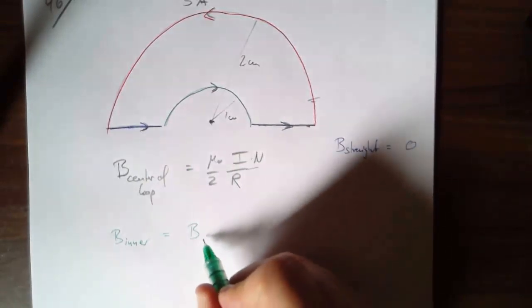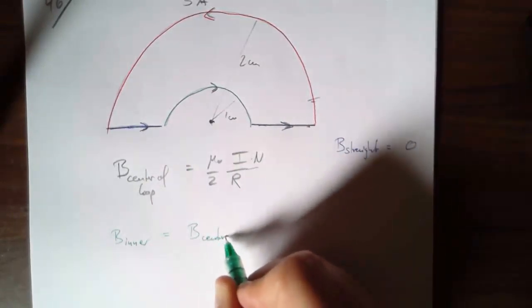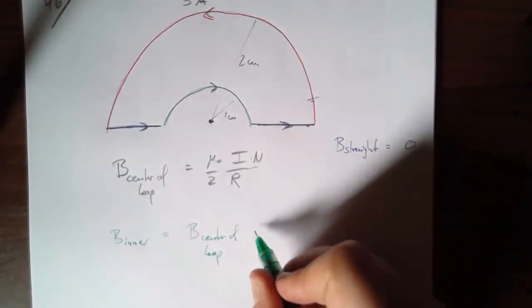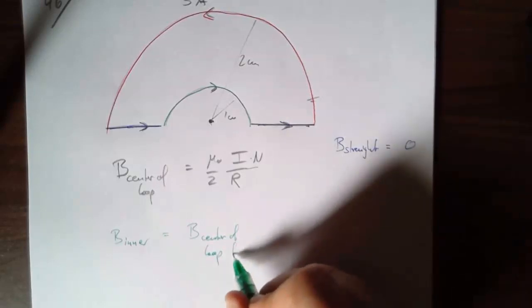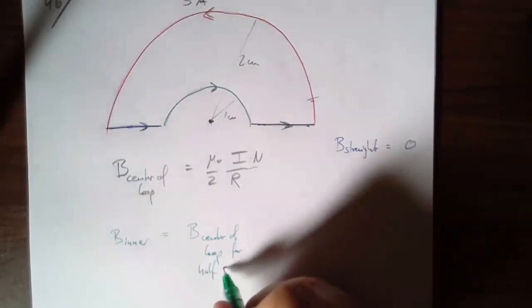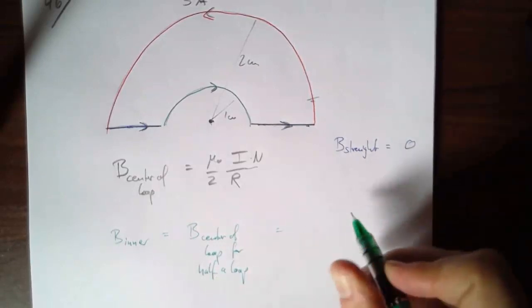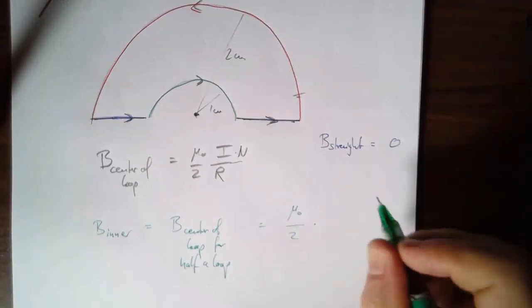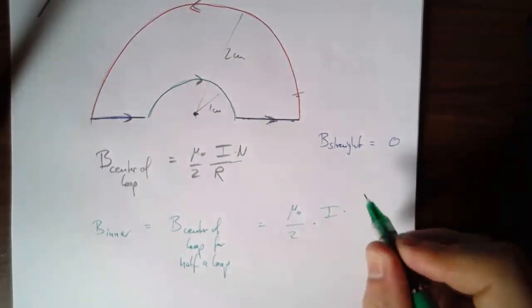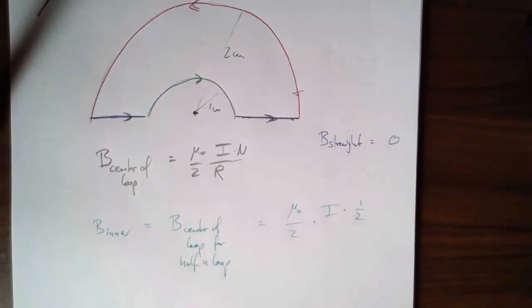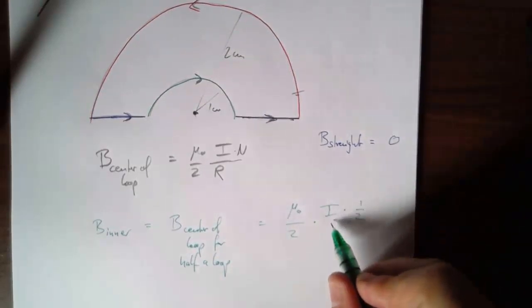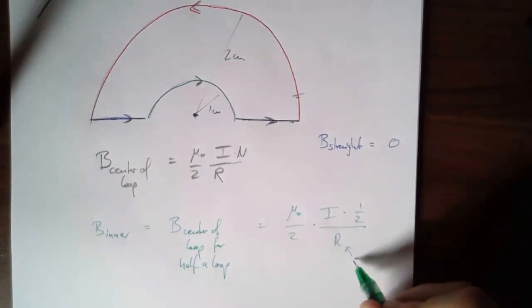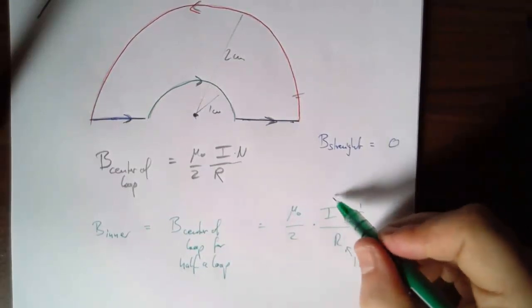B at the center of the loop, for, we write it like this, for half a loop. It's going to be mu naught over 2 times the current, 5 amps, times N. In a sense here, so I'm going to put my 1/2, right? It's half a turn divided by the radius, which is, of course, 1 centimeter. The current is 5 amps.